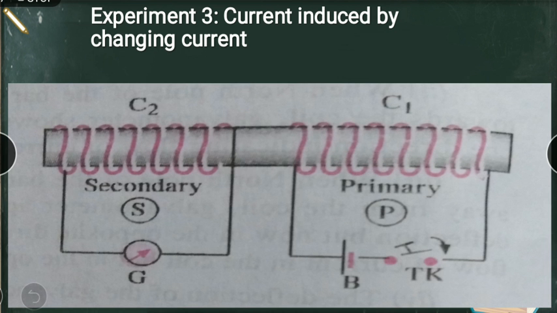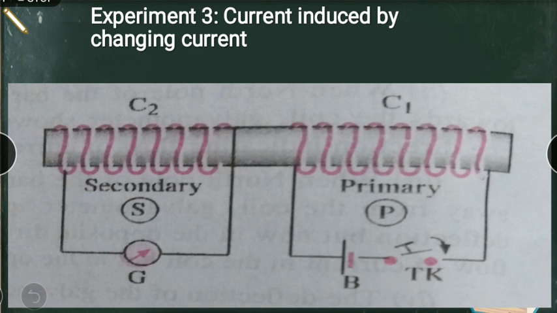In the diagram you can see on a single core, on one side the primary coil has been wound and on the other side the secondary coil has been wound. The primary coil has been connected to a battery and a key, that is a tap key, whereas the ends of the secondary coil are connected to the galvanometer. This is the experimental setup for current induced by a changing current.